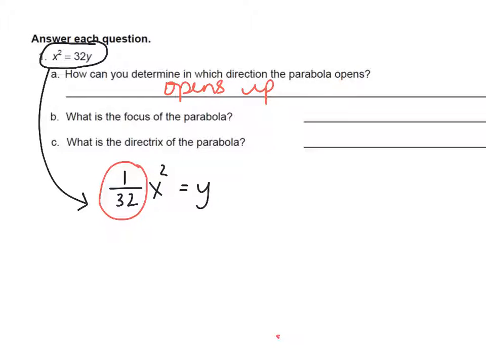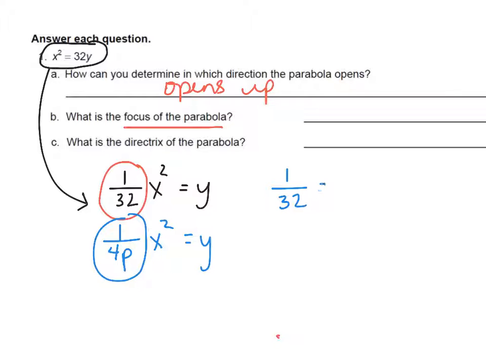Next question, what is the focus of the parabola? Okay, focus, if you remember correctly, it's y = 1/(4p) x squared. That's our general formula, so that we can set these coefficients equal to each other. So 1/32 equals 1/(4p). Cross multiply, I get 4p equals 32, and p is equal to 8.